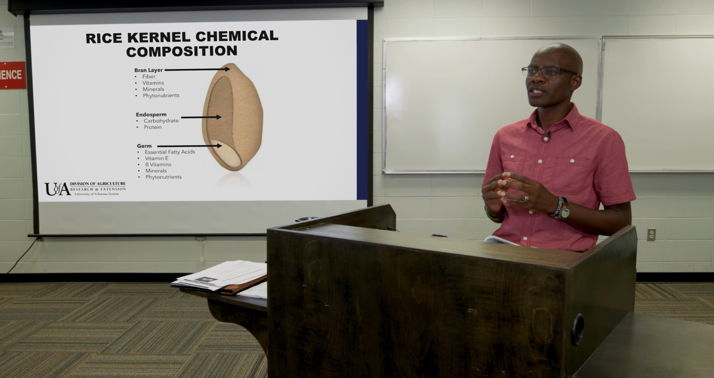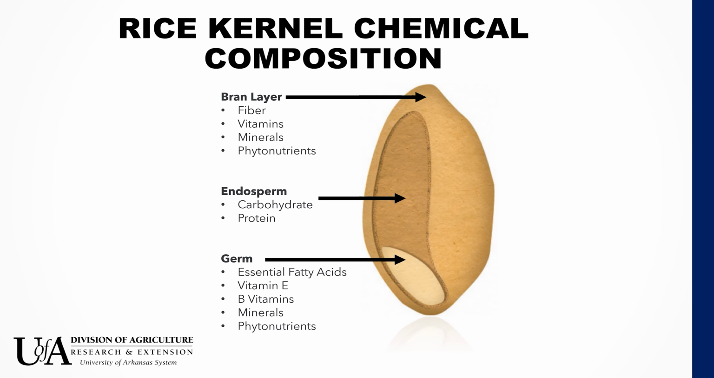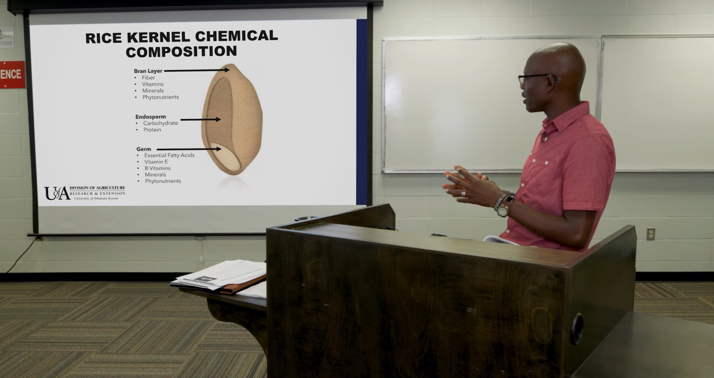In this slide, I want to go step by step to kind of explain what is in each of these parts of the rice from a composition standpoint. Starting with the bran, you see we have a lot of fiber, we have some vitamin, we have minerals, and then we have some phytonutrients. The endosperm is that starchy part. It has carbohydrate and it has protein dispersed within it.